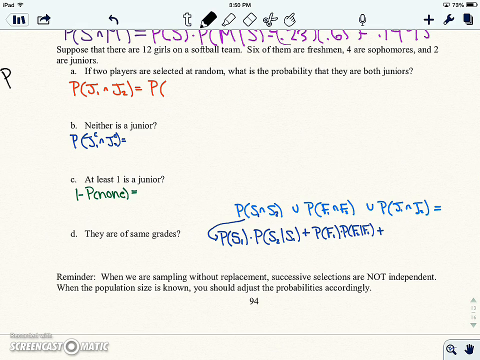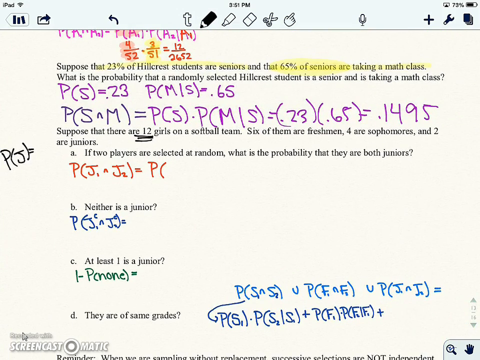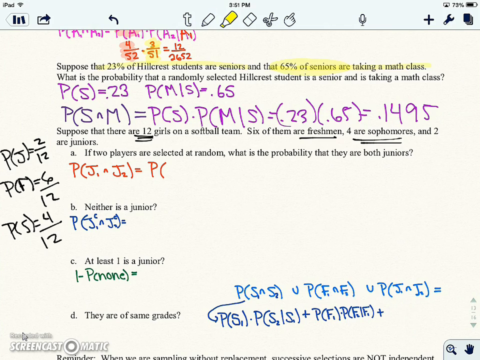Well, the probability of being a junior is 12 out of all of the students. Okay, correction. The probability of being a junior, well, there are 12 girls, 2 of which are juniors, so 2 out of 12. The probability of being a freshman is 6 out of 12, or 1/2. And the probability of sophomore is 4 out of 12. So let's double check. Does that add up to 1 to be a valid probability distribution? 4 plus 6 is 10, plus 2 is 12. We're good. Now we can answer the question.